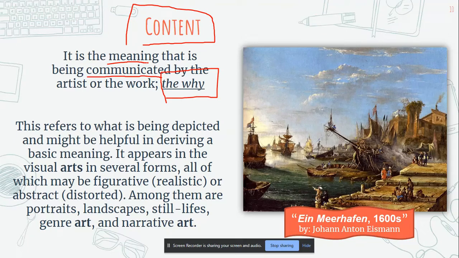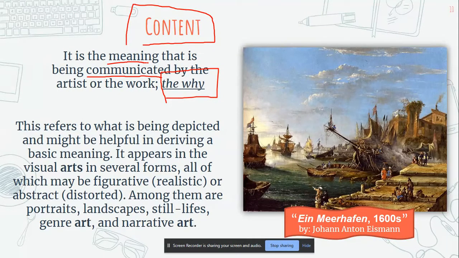This refers to what is being depicted and might be helpful in deriving a basic meaning. It appears in the visual arts in several forms, all of which may be figurative or realistic or abstract or distorted. Among them are portraits, landscapes, still lifes, genre art, and narrative art. So we could have this upon looking at that painting. Upon looking at its visual focus, or its subject, we could now ask its content. Why is it like that?